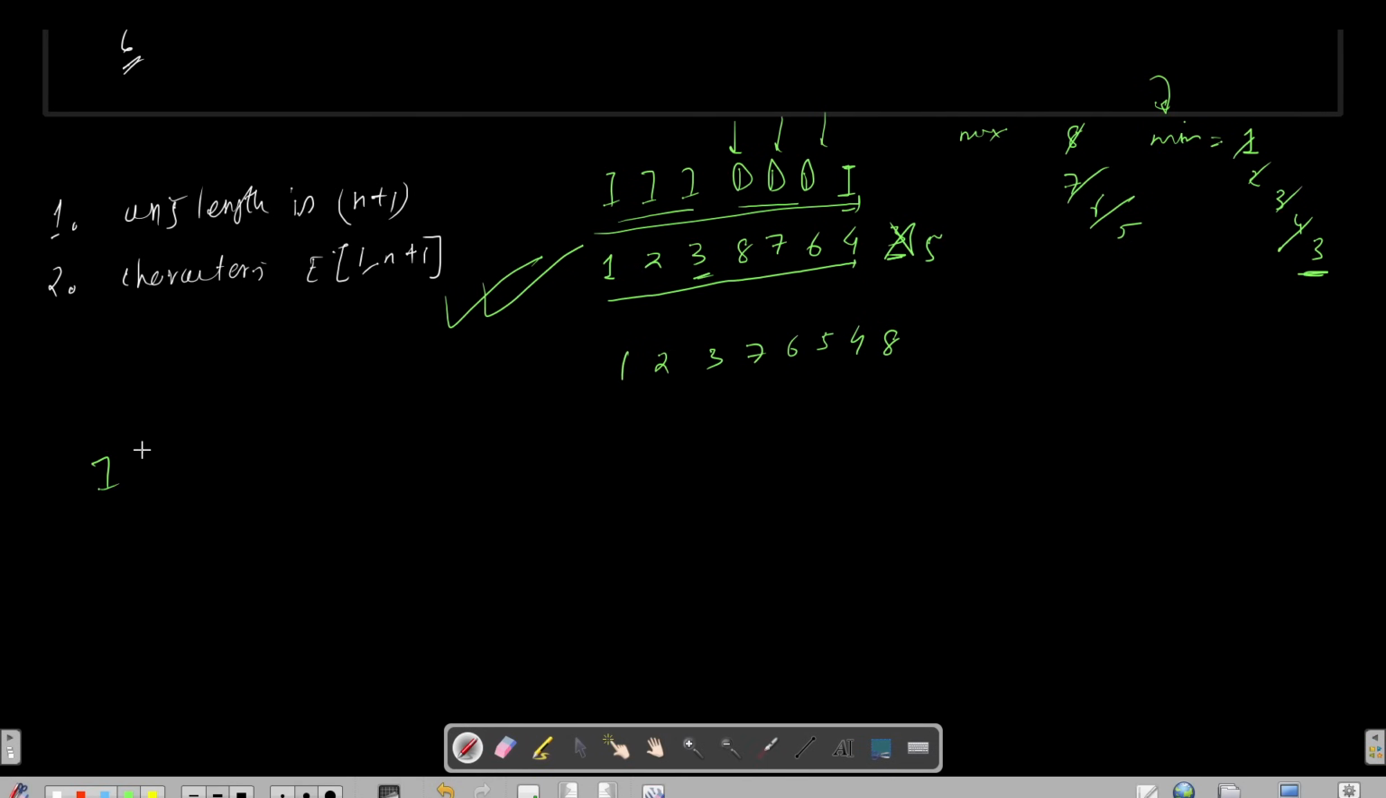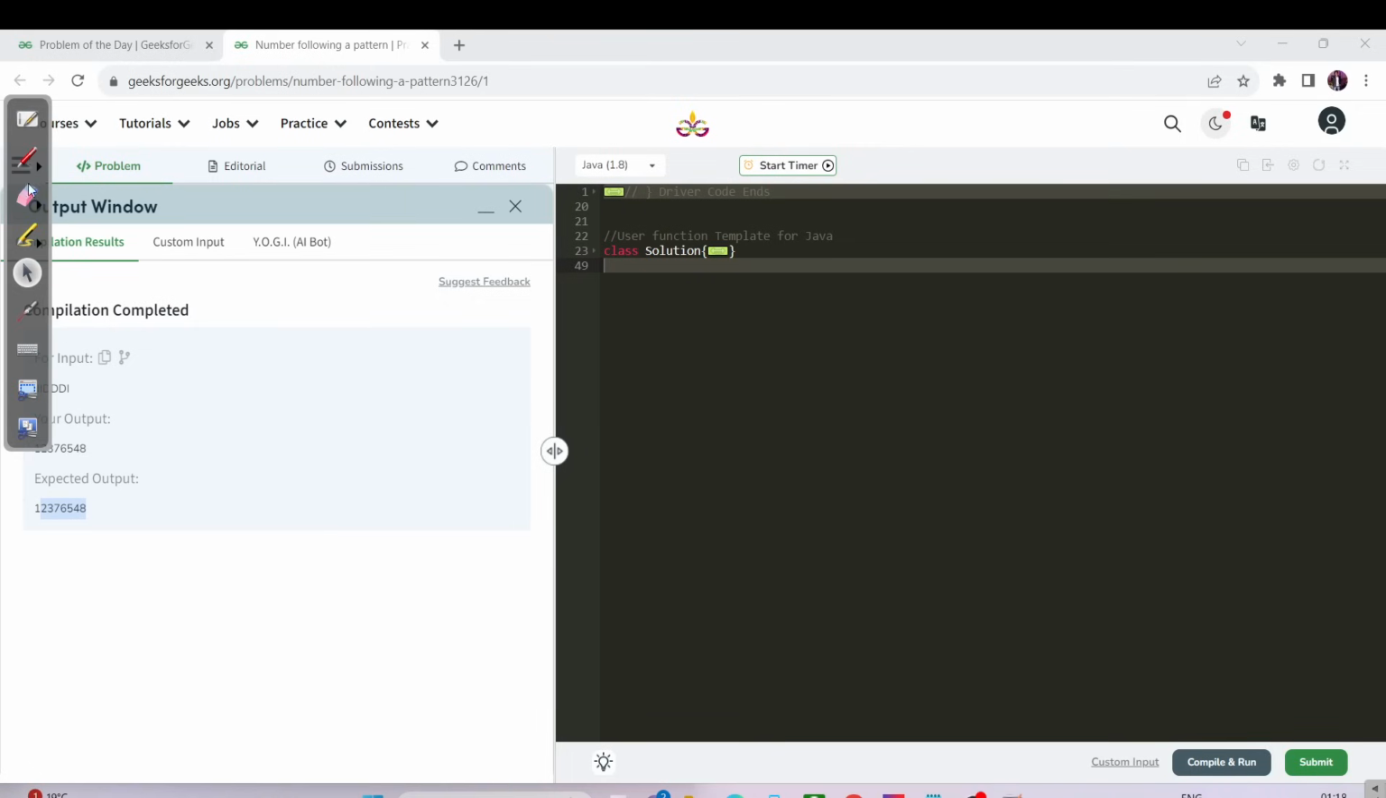Or let us see some more test cases. Let's say we have 4 times I, then 3 times D, and then again I. Then what is the answer?